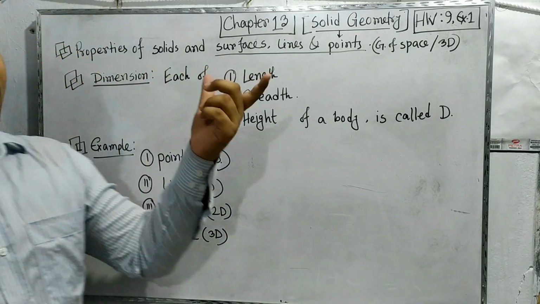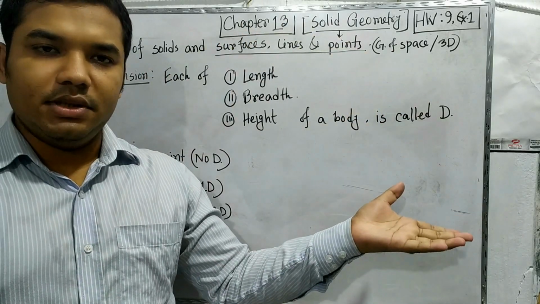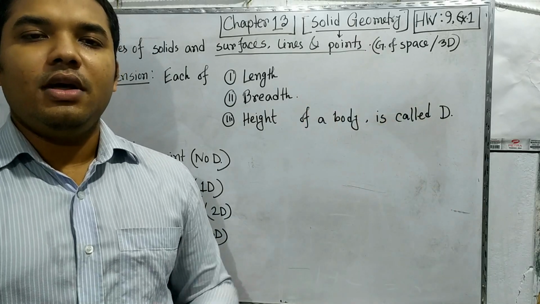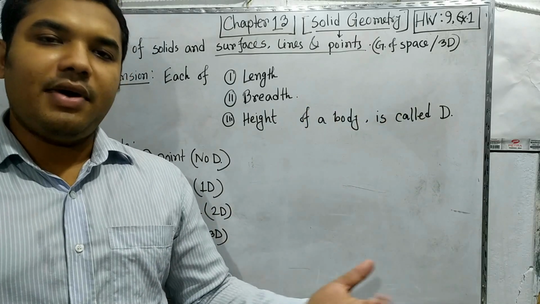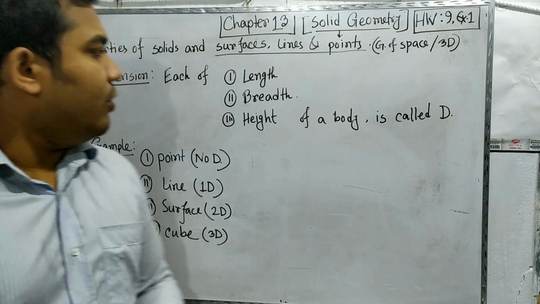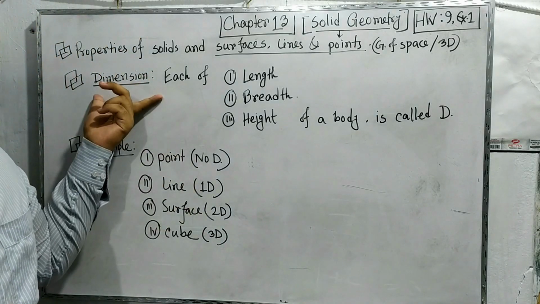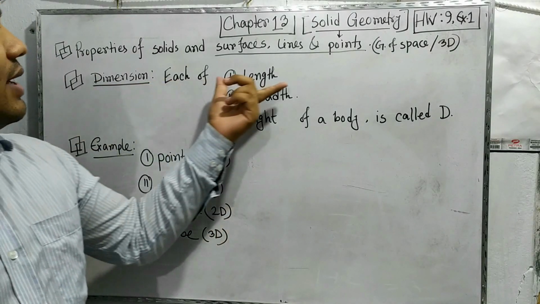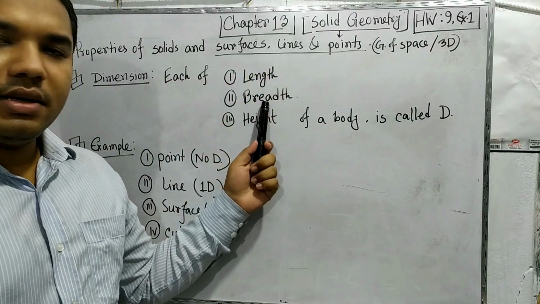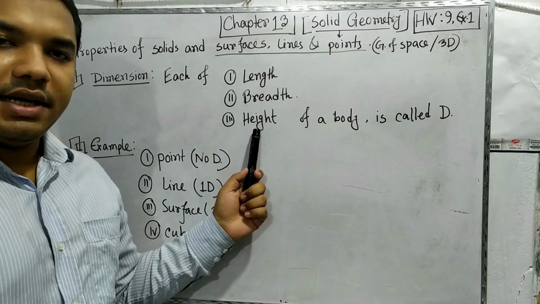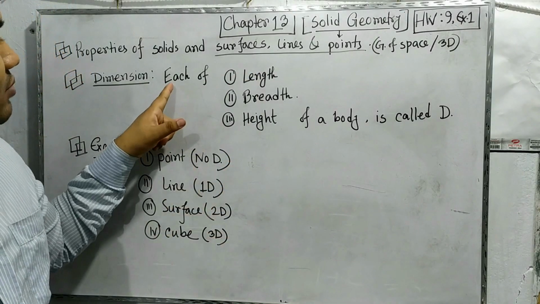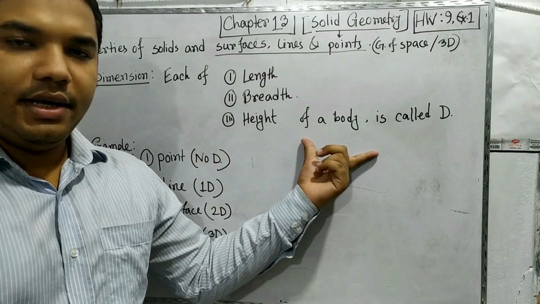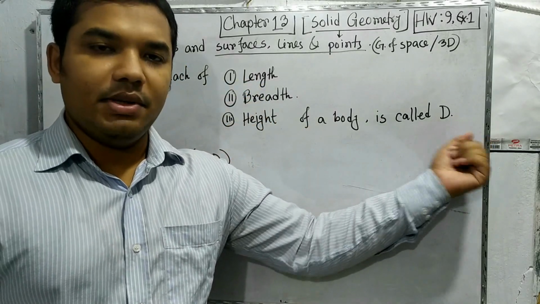Here we know that there are different types of dimensions: 1D, 2D or 3D. It is a very familiar name for us. The definition of dimensions says that each of the length, breadth and height of a body is called a dimension.